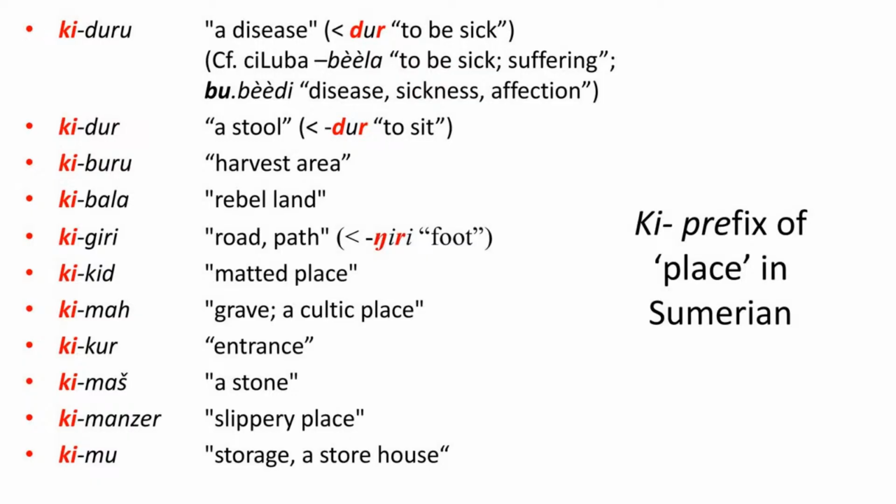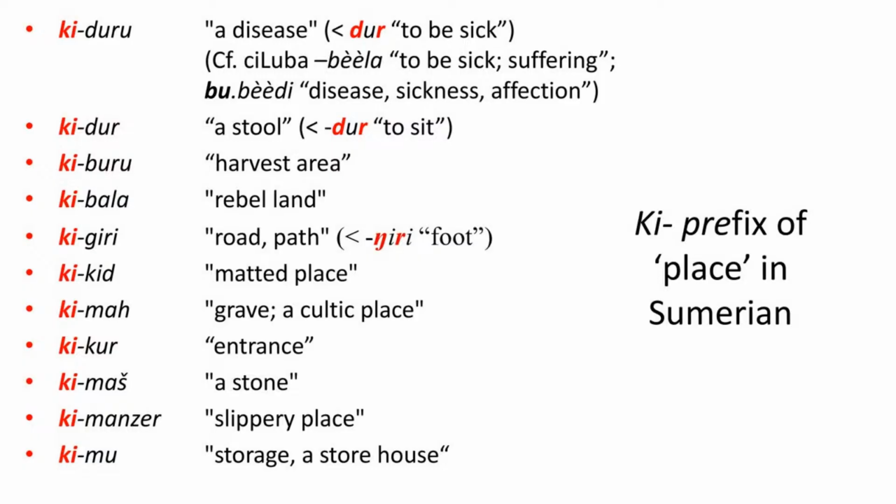And so just like, even though it's using a different prefix, in Chiluba, a Bantu language, we have the word ila, meaning to be sick, suffering. But the bu abstract prefix added to the word, and then followed by I. And when the L is followed by I, it becomes D. So we have bubidi, meaning disease, sickness, affection in the more abstract sense. So we're just giving you these examples. So we have Ki.duru, meaning a stool, from the word dur, meaning to sit.